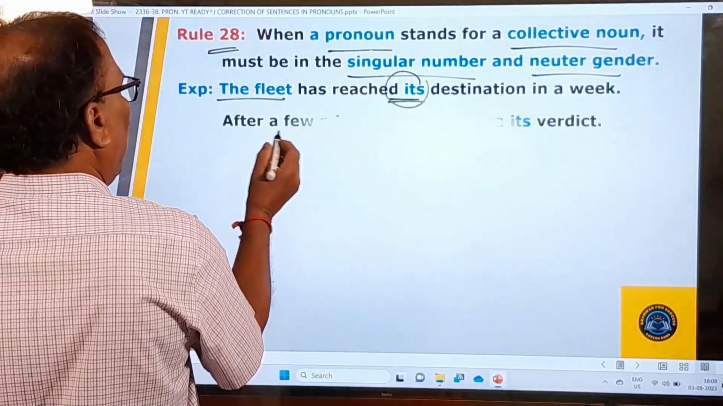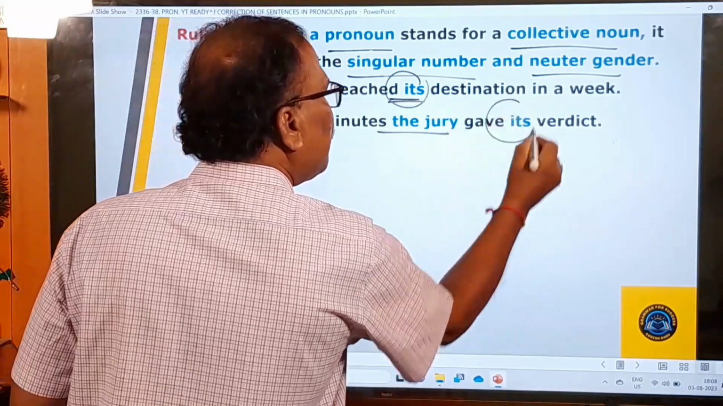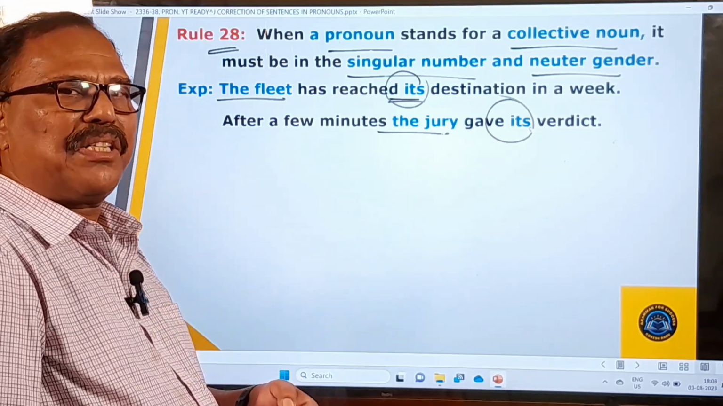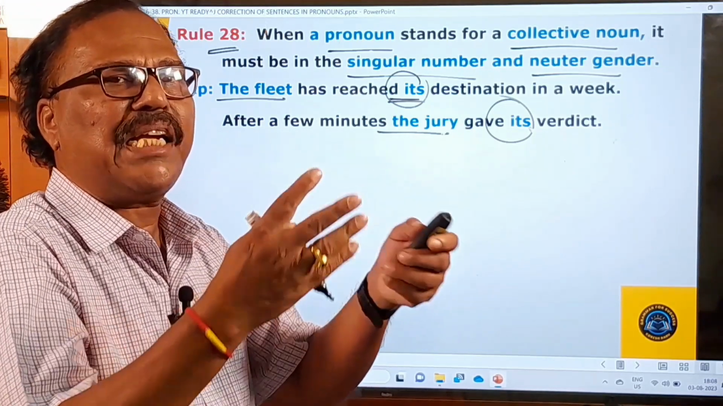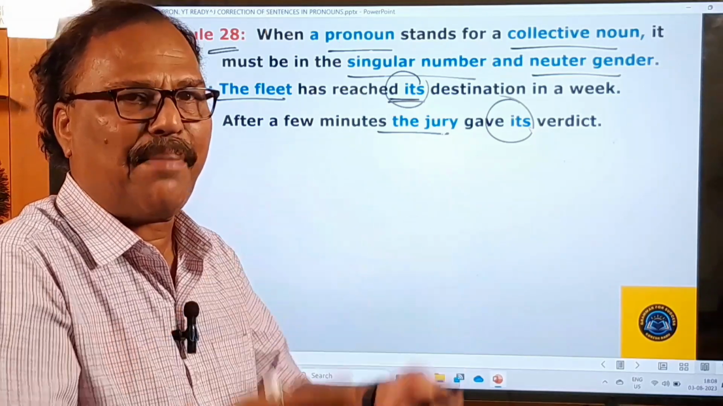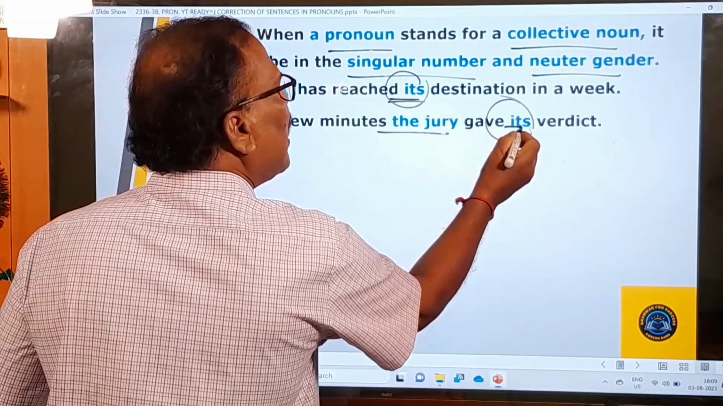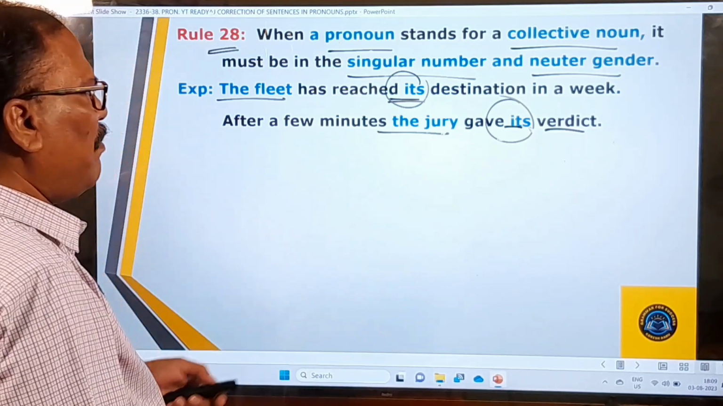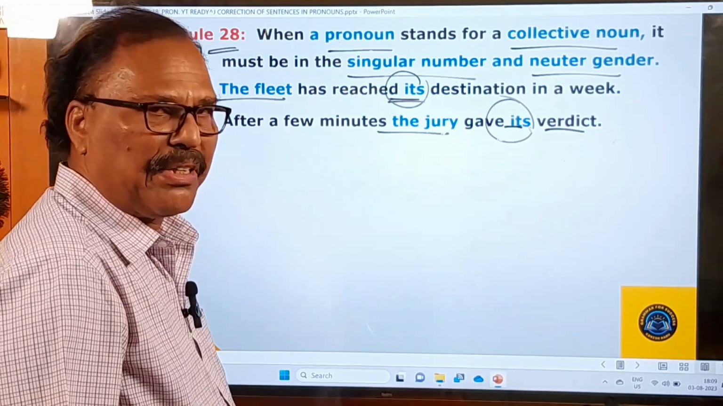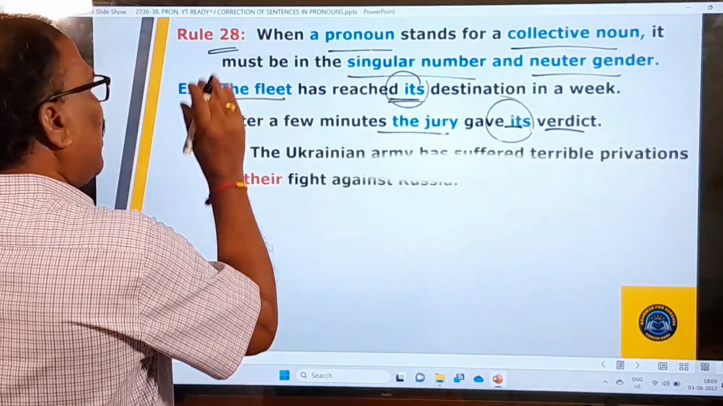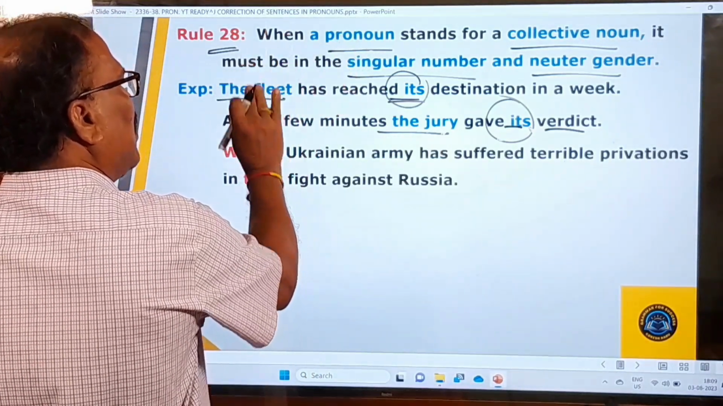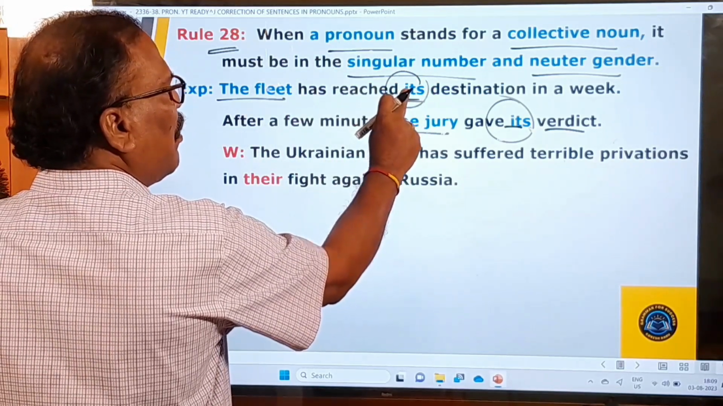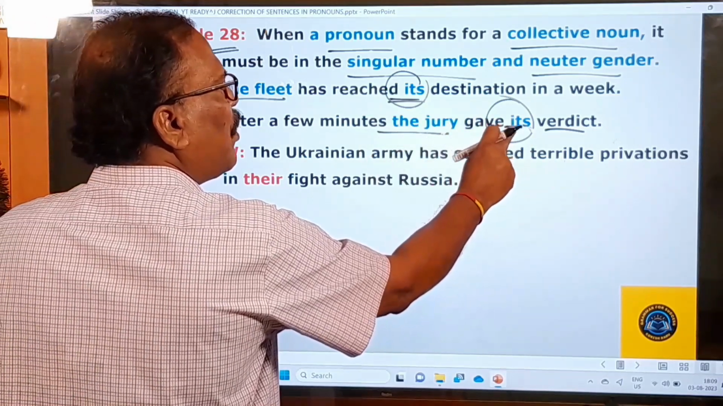That's correct. After a few minutes, the jury gave its verdict. Its verdict. Jury means a panel of members assigned the duty to decide something. The jury is singular and so "its" is used. Verdict means judgment. I'm not talking about meanings here; we are concerned only with grammar. All collective nouns are singular. Therefore, a singular pronoun must be used after them. Fleet is singular, jury is singular, so a singular pronoun is used.